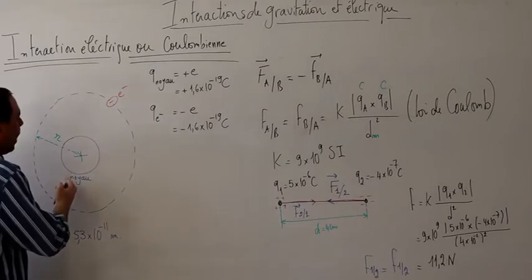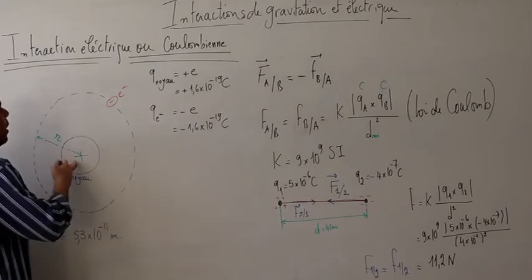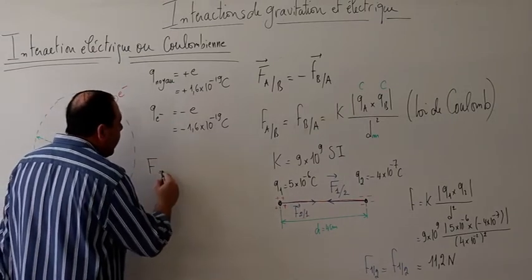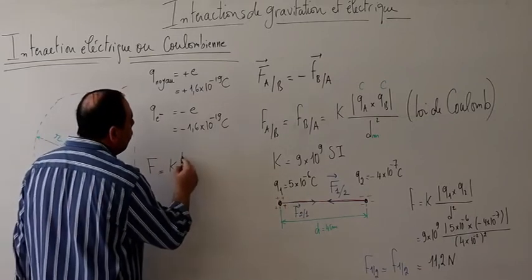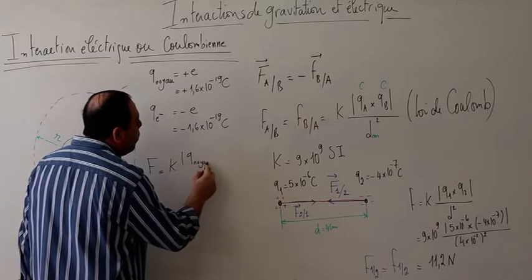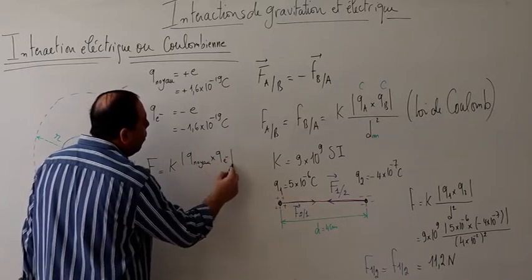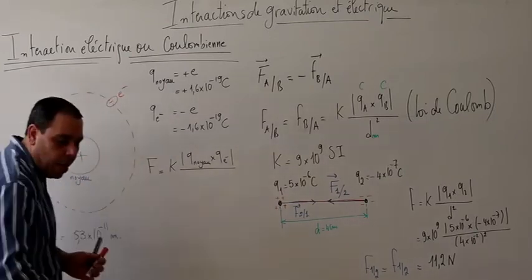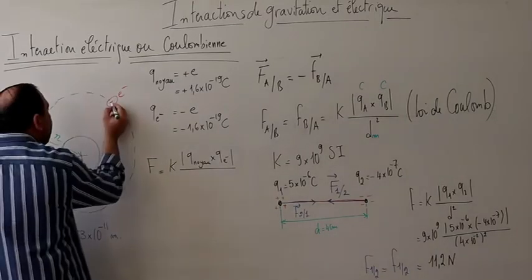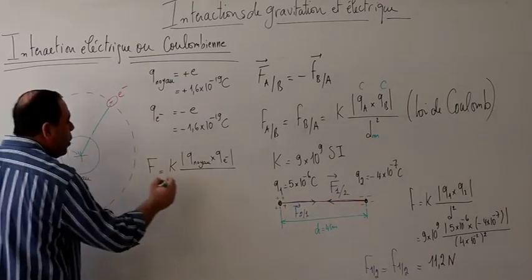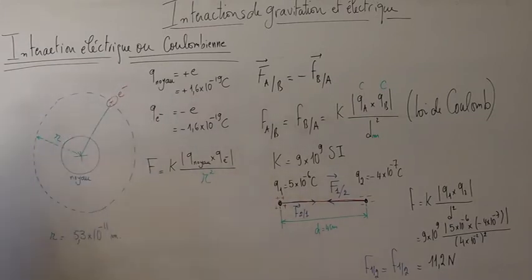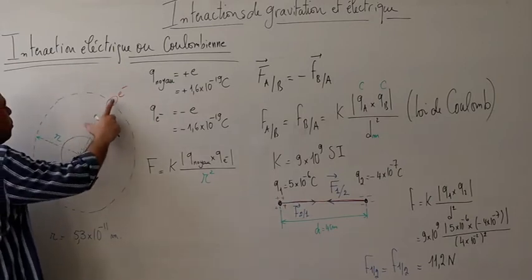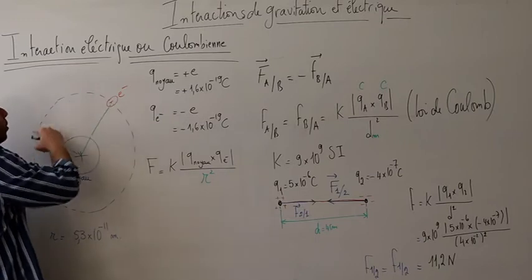We want to determine the force by which the nucleus attracts this electron. This force is denoted F. The magnitude of this force is given by Coulomb as follows. K times the charge of the nucleus multiplied by the charge of the electron divided by the square of the distance between the nucleus and the electron. The charges are put in absolute value, by the way. The distance is the radius. The distance between the electron and the center of the nucleus is the radius of this trajectory.